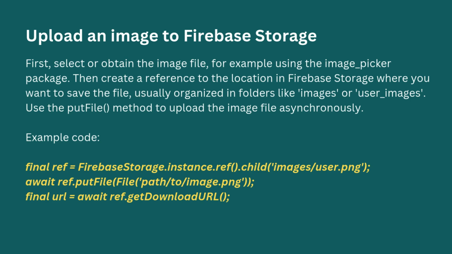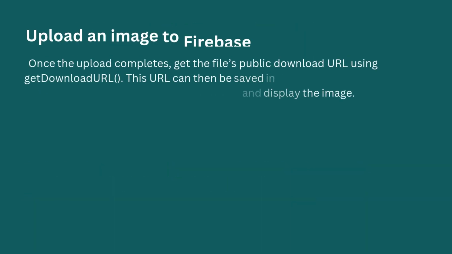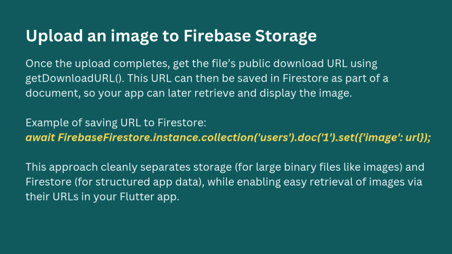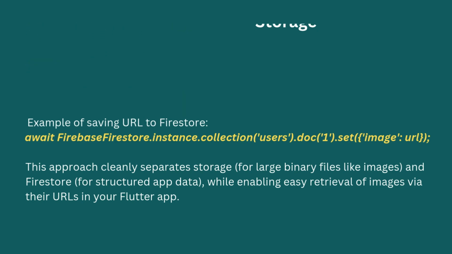Use the putFile method to upload the image file asynchronously. Once the upload completes, get the file's public download URL using the getDownloadURL method. This URL can then be saved in Firestore as part of a document, so your app can later retrieve and display the image. This approach cleanly separates storage, for large binary files like images, and Firestore, for structured app data, while enabling easy retrieval of images via their URLs in your Flutter app.